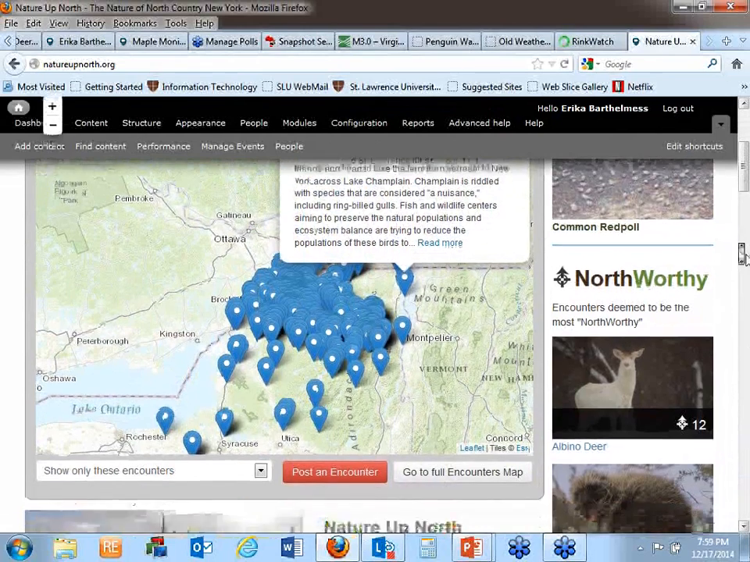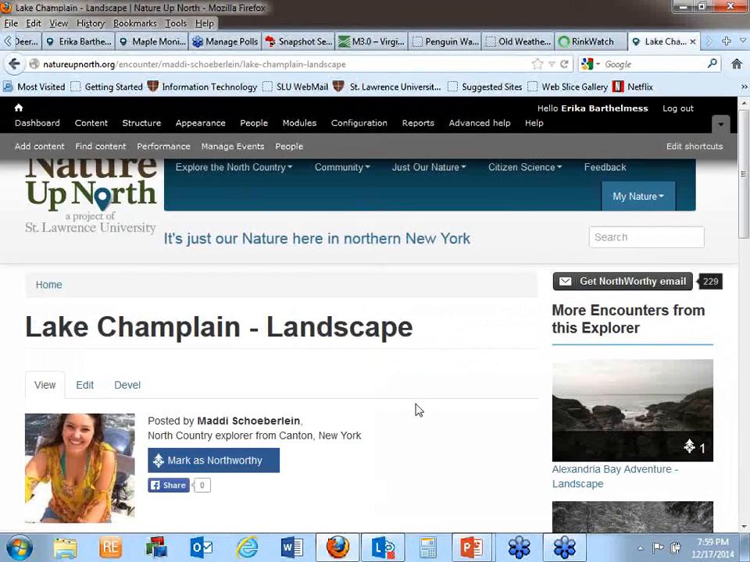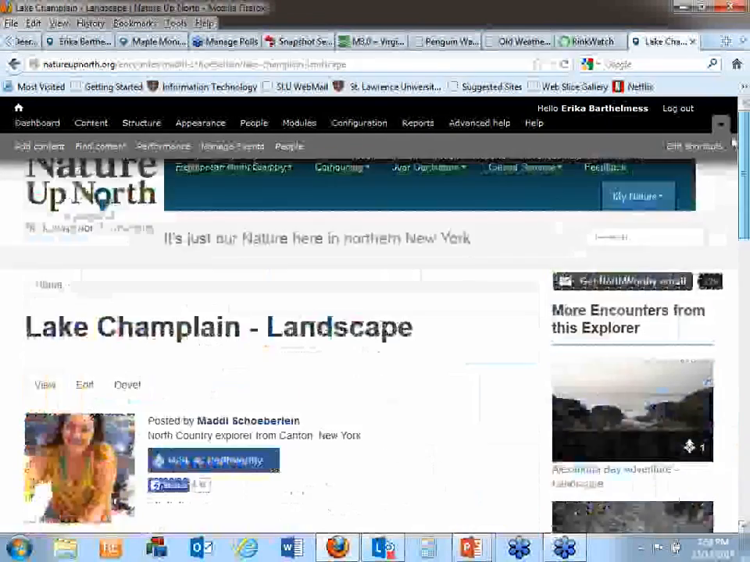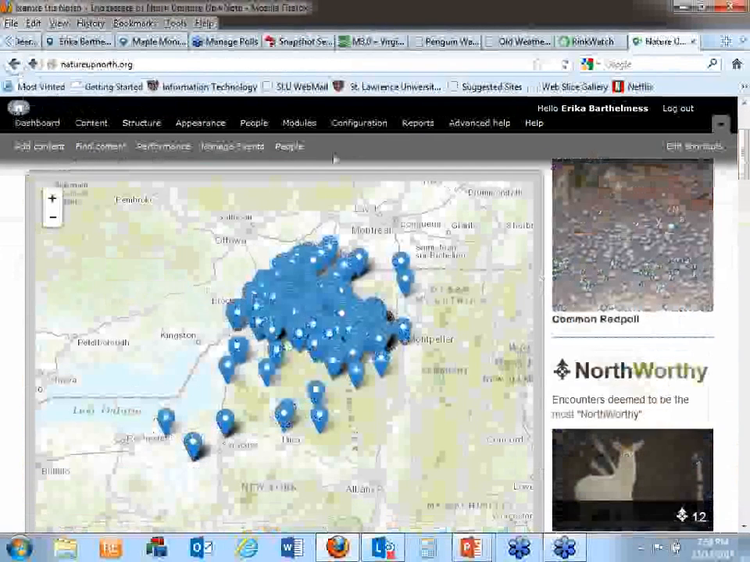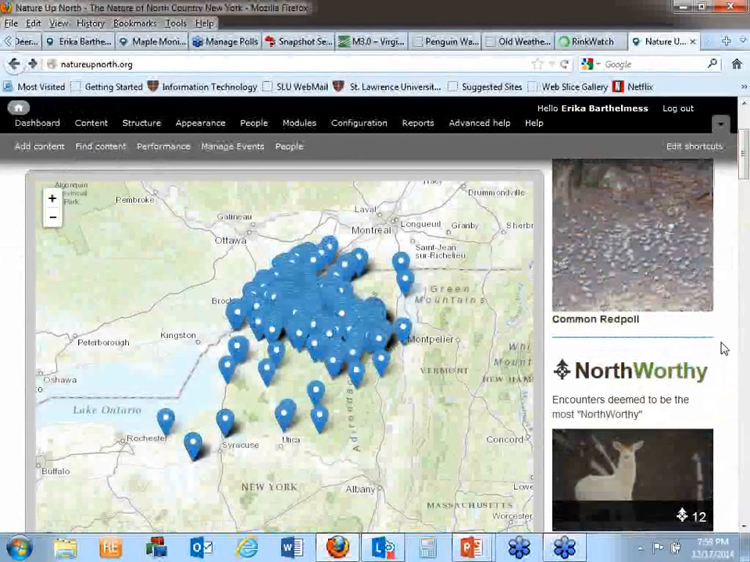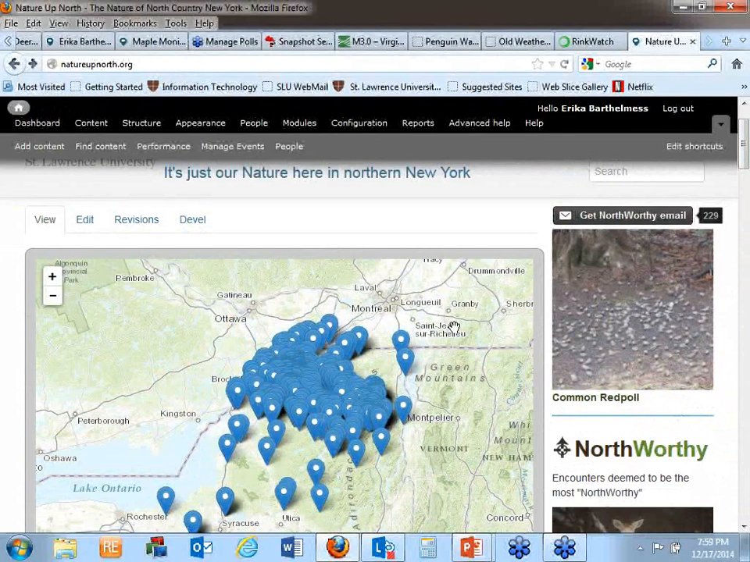And so if I look in this case and say, oh, here's a posting of a Lake Champlain landscape, and if I click on this, it will again take me to that person's encounter and give me the opportunity to see the picture and post any comments that I might want to have. The reason I call this Citizen Science 101 is because the people who are participating in this level of the project are probably not thinking of themselves as scientists or people who are collecting data.